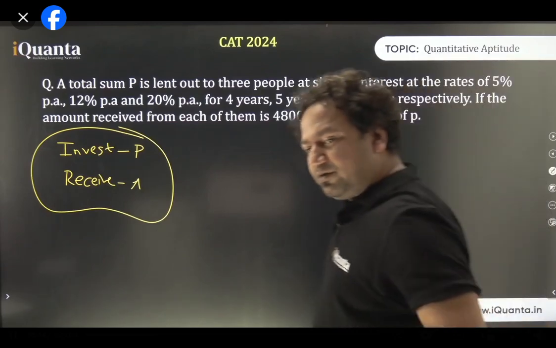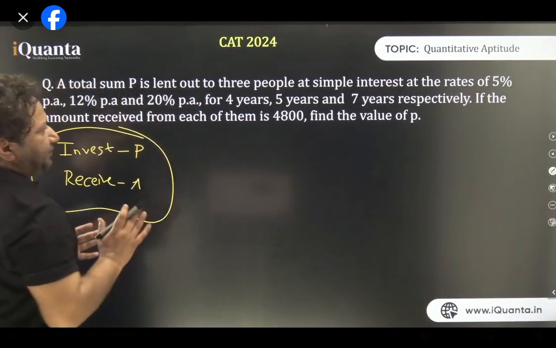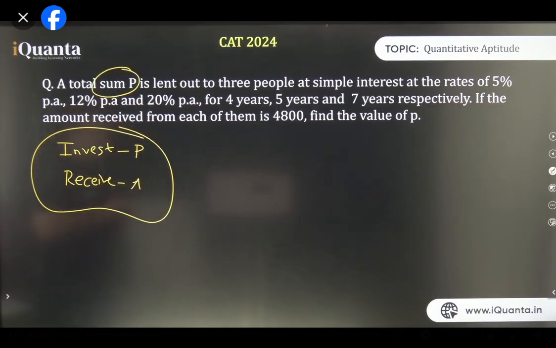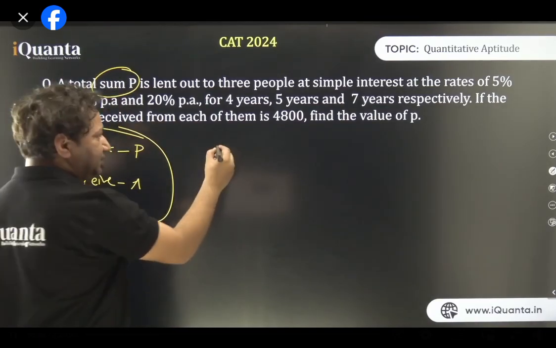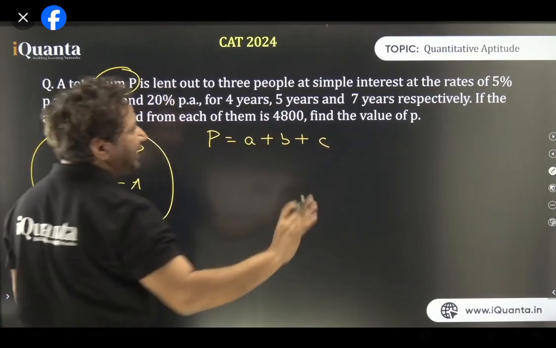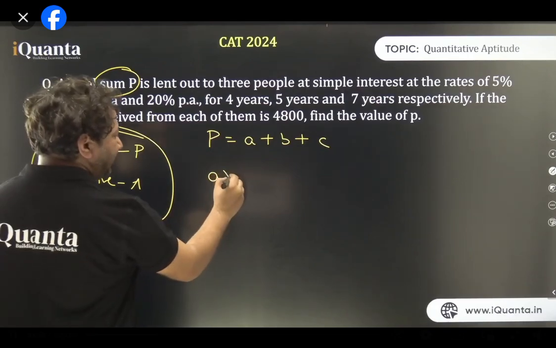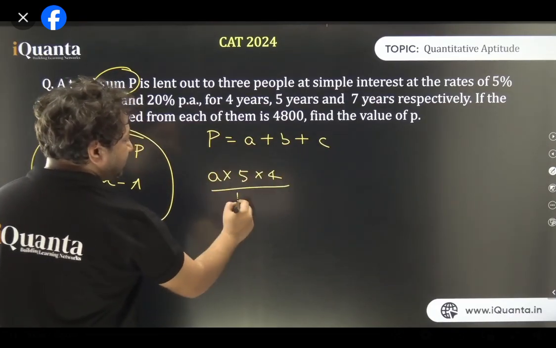All right, so let us try to solve this one. There are three people. Total sum P is lent out at simple interest at these rates for these many years. If the amount received from each of them is 4800, each of them gave 4800, then find the value of P. Let us say the total amount P is A plus B plus C lent out to each person. Can we say that? For the first person, the principal was A, rate of interest was 5, time was 4.